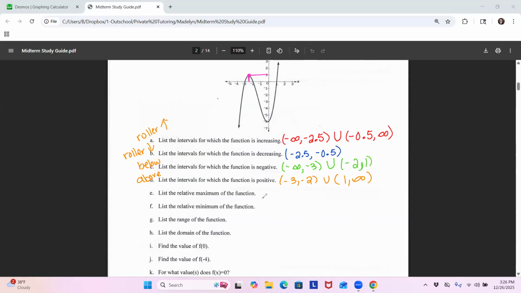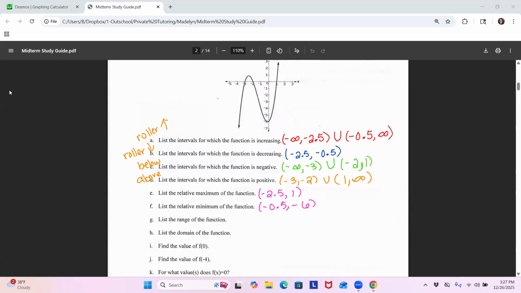I would say that point is at -2.5, up 1. Relative minimum, that's your low bump. So again, this one's going to be a little bit of a guesstimate, but that's okay. I think right there, -0.5 ish, and then it's like down 6 is our low bump, our minimum.